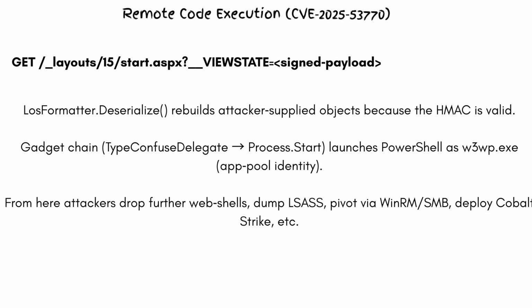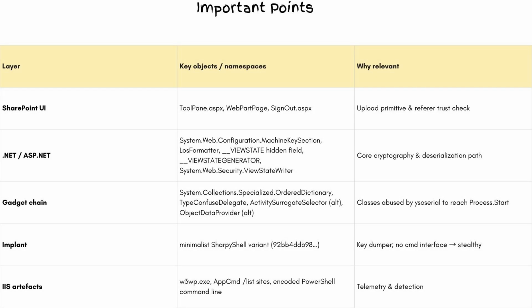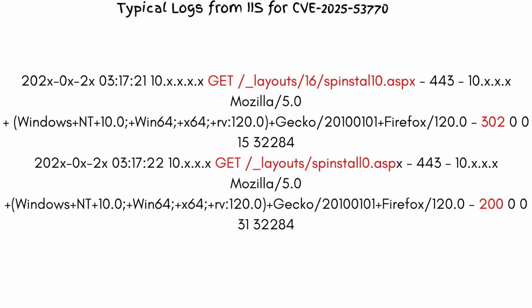The stolen machine key keeps working until you rotate it. So rotation of the key is also a very important aspect. Apart from this, hunt for any spinstall0.aspx in your environment to see if you have any presence of the file. Lastly, the typical logs observed for this particular CVE, as you can see on the screen, are GET _layouts/15 and then spinstall0.aspx.